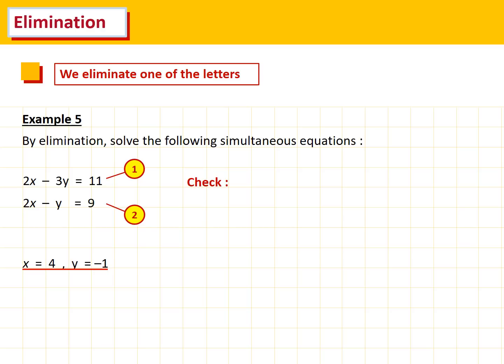Do the check. Put x equals 4 and y equals negative 1 into the first equation. 2 lots of 4, subtract 3 times negative 1. Does that give us 11? Yes, it does. And put the values into equation 2. 2 lots of x becomes 2 times 4. Subtract y is subtract negative 1. So that's 8 subtract negative 1. Does that equal 9? Yes, it does. We've got the right answer.